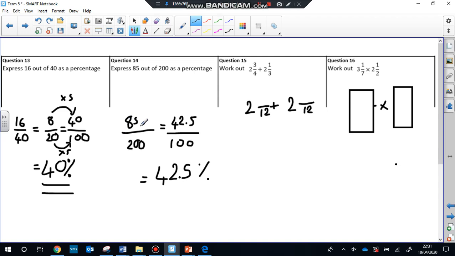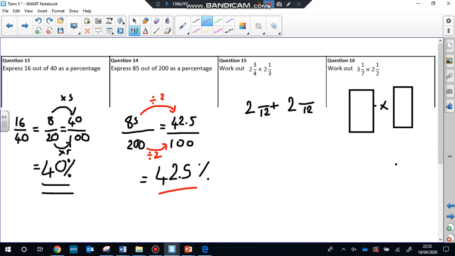Here we've got 85 out of 200, and again, percent needs to be out of 100, so I had to divide that denominator by 2. So if I did that to the bottom, I've got to do the same to the numerator. So 85 divided by 2 is 42.5, which gives you 42.5%. Okay, question 15. Actually, I'm going to stop this one and do it on a new one.